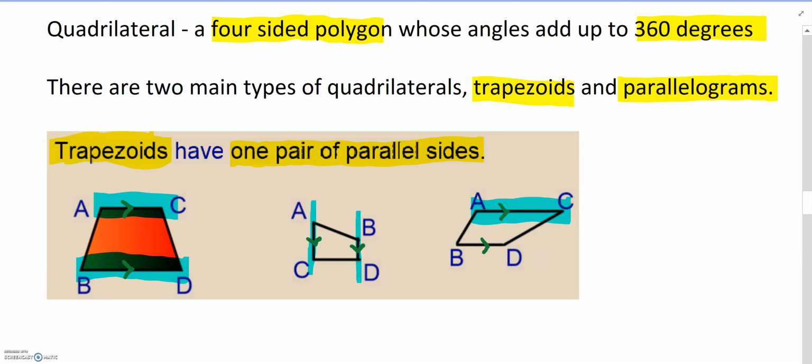The highlight is just to help you follow, but we don't really leave the highlight there. So trapezoids are a special type of quadrilateral, which is just a four-sided polygon, that have one pair of parallel sides, or two sides parallel to each other. But it's just one pair. We call that one pair in geometry.